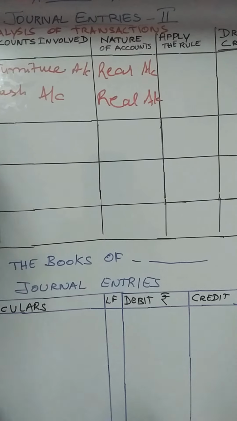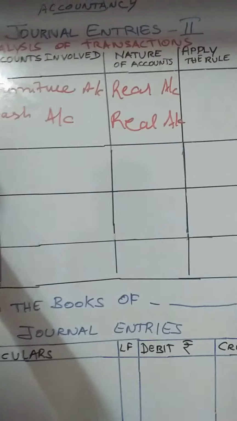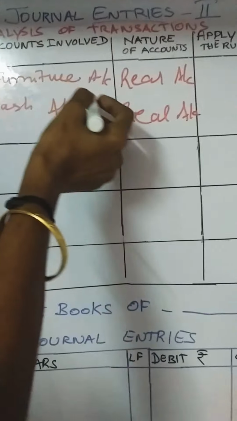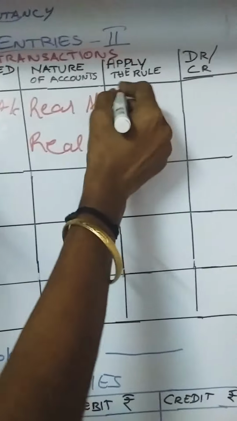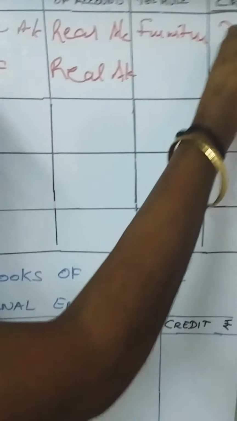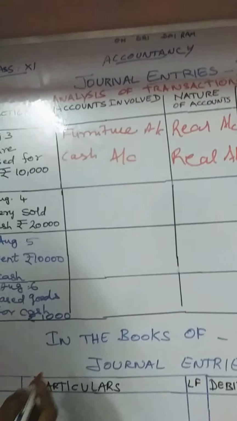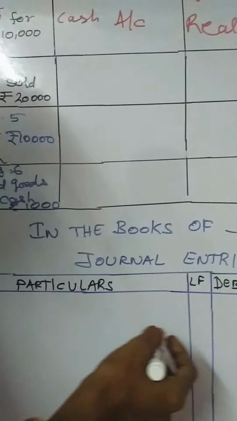Now you already know the double entry system of bookkeeping. Under the real account, debit what comes in and credit what goes out. So we are going to apply the rule. When you purchase the furniture, what comes in? Furniture should be debited, and what goes out? Cash. Cash should be credited. Now, we are going to write it in the journal entries.